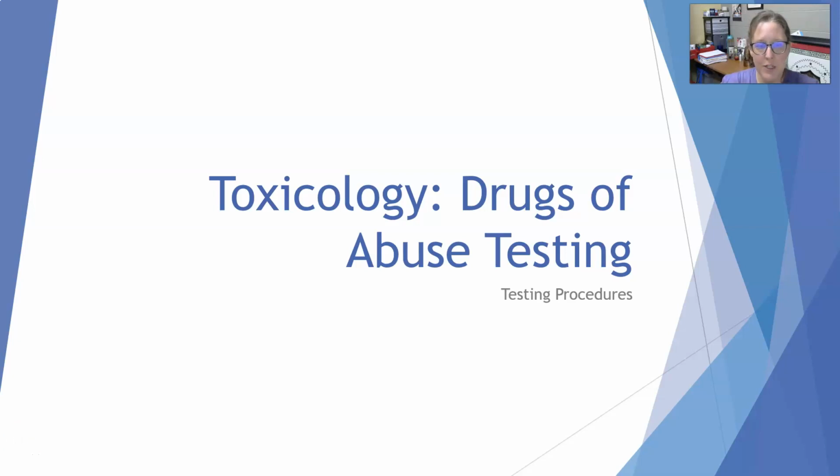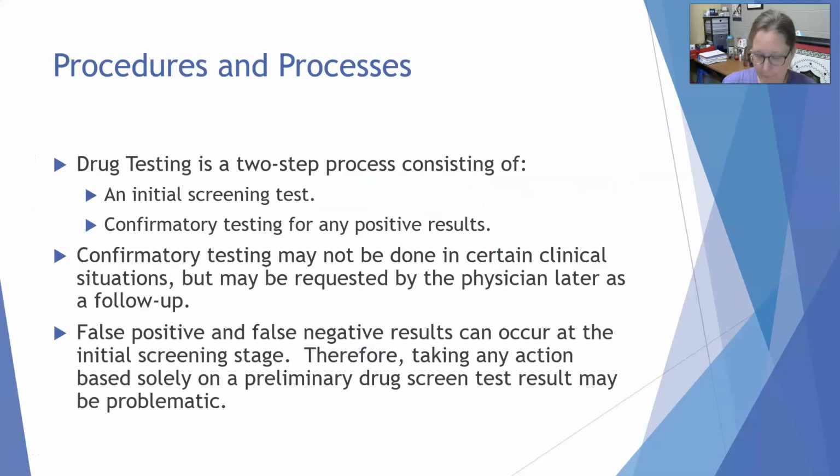Hi everybody, Dr. A, continuing our toxicology basics on drugs of abuse testing, and now we're going to look at testing procedures. Alright, so drug testing is a two-step process, and it consists of an initial screening test and then confirmatory testing for any positive results.